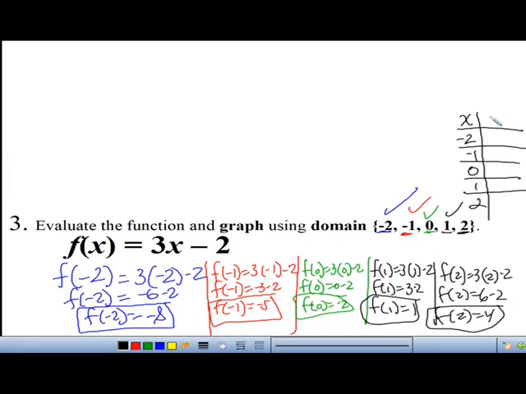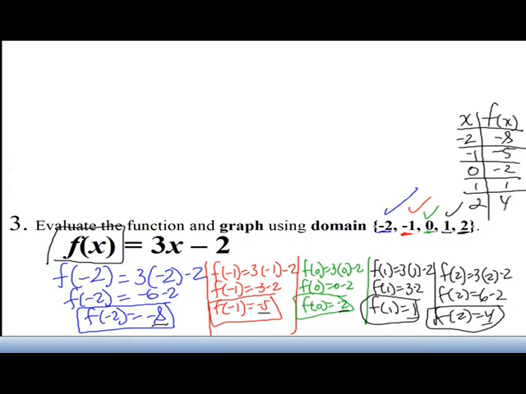Instead of y, what would I write? Close. Instead of y, what did we say we wrote this time? F of x. So on your table, same thing. Instead of y, we write f of x. Okay, thank you. So what is my range? My range is -8, -5, -2, 1, 4. So we write those here: -8, -5, -2, 1, and 4.